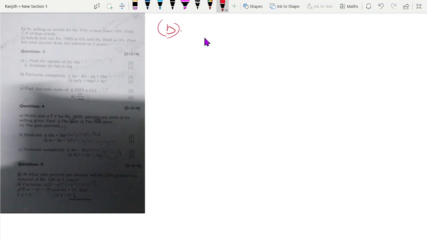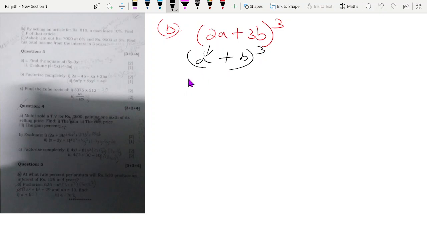Okay, B. What is given in B? Evaluate (2a plus 3b) cube. So the value is a cube. What's the formula for cube? (A plus B) the whole cube. Take this as A, take this as B. What's the answer for (A plus B) the whole cube? A cube plus B cube.